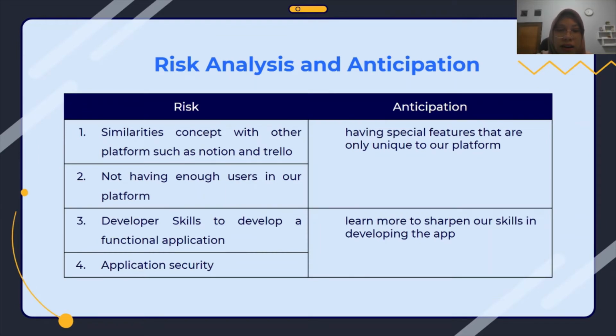Okay, this is risk analysis and anticipation. The first risk is similarity of concept with other platforms such as Notion and Trello, and not having enough users on our platform. We can anticipate by having special features that are unique to our platform. The next risk is developer skills to develop a functional application and application security. But we can anticipate by learning more to sharpen our skills in developing the application.